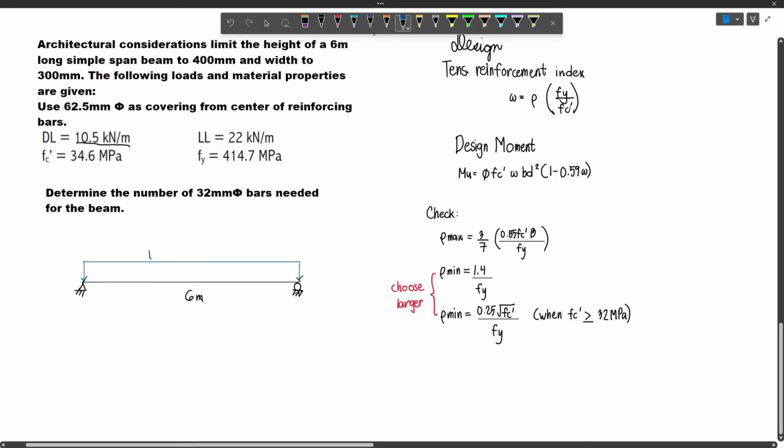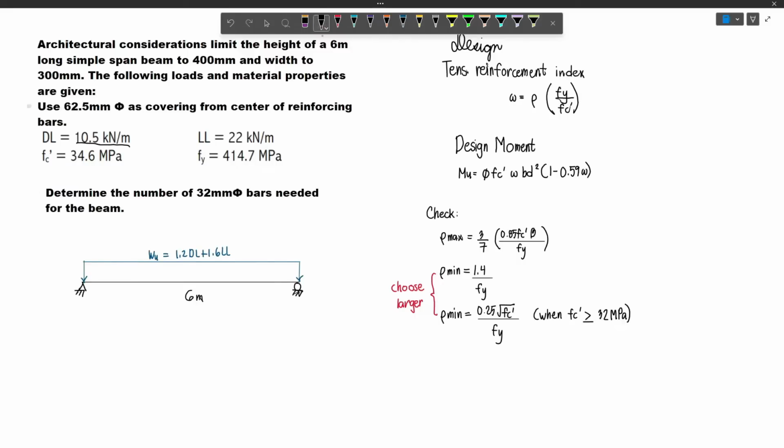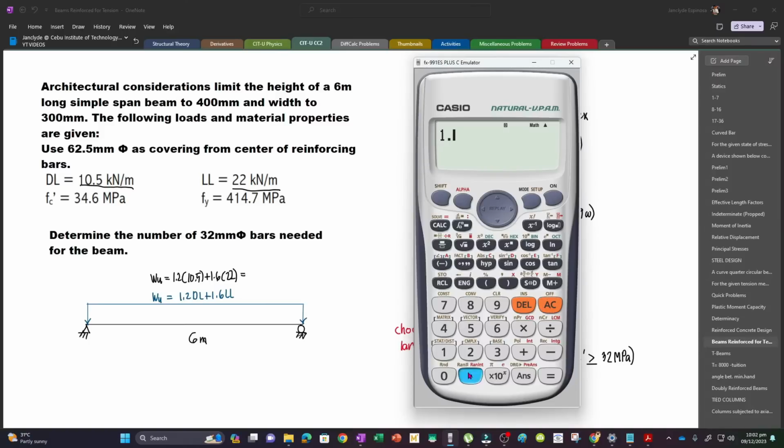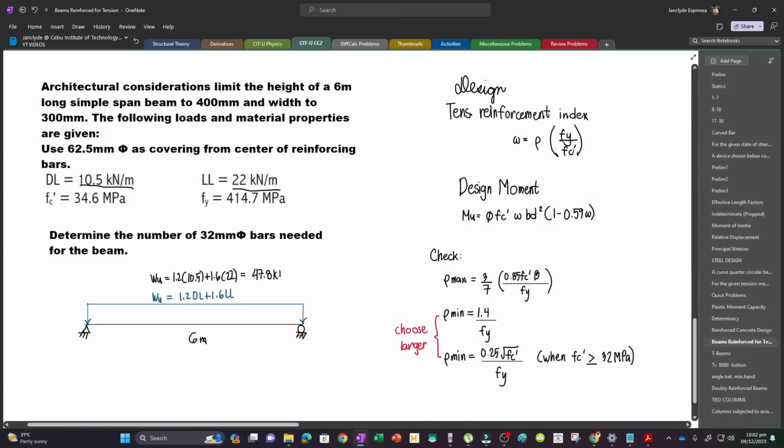Now atong i-compute ang Wu, and then Wu is equal to 1.2 DL plus 1.6 LL according sa atong load factors. Ang atong live load which is 22 kN per m. So ultimately ang atong Wu will become 1.2 times 10.5 plus 1.6 times 22, and so makuha nato ang 47.8 kN per m.